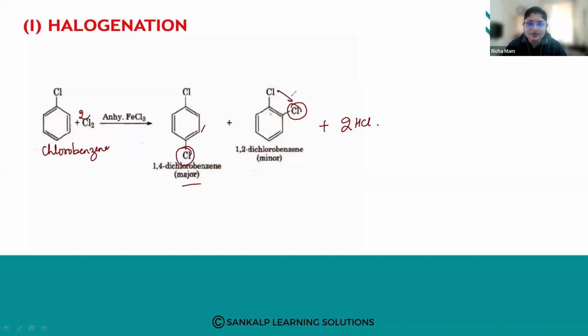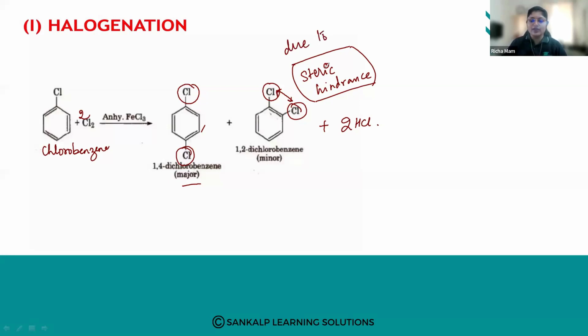You can see that the atoms are close to each other, so there is a chance of steric hindrance. Steric hindrance means there are bulky groups. Both the chlorine atoms are bulky groups, and thus they are very close to each other. Here you can see the atoms are very far from each other. This is a major product and this is a minor product. Remember this, very important. The ortho product is minor due to steric hindrance. So this is halogenation.